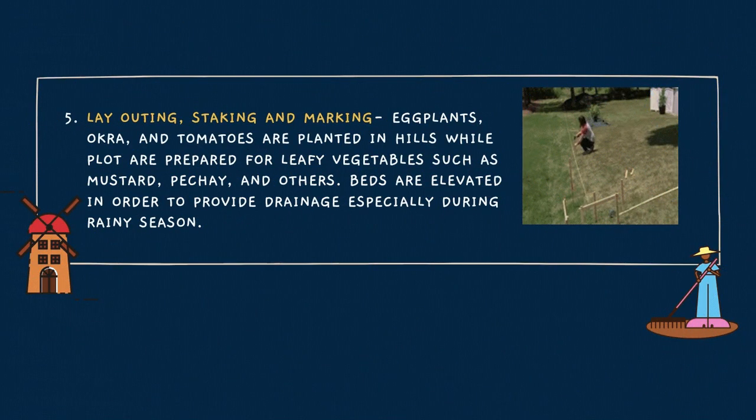And number 5, layouting, staking, and marking. Eggplants, okra, and tomatoes are planted in hills, while plots are prepared for leafy vegetables such as mustard, pechay, and others. Beds are elevated in order to provide drainage, especially during the rainy season.